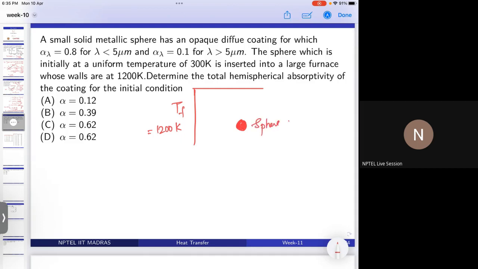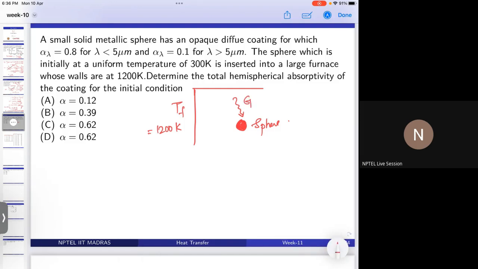Since the furnace surface is much larger than that of the sphere, the irradiation approximates emission from a black body, which is the Kirchhoff law. It's already discussed in the lecture. So whatever irradiation is coming to this body, that is G.